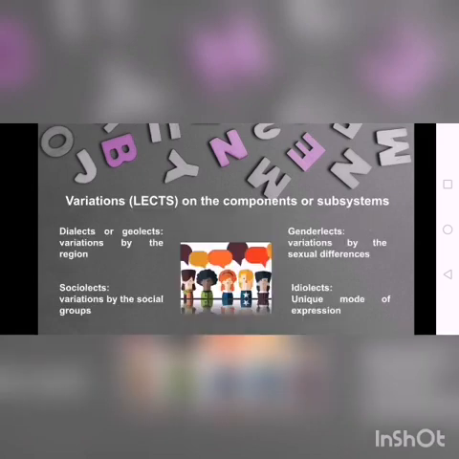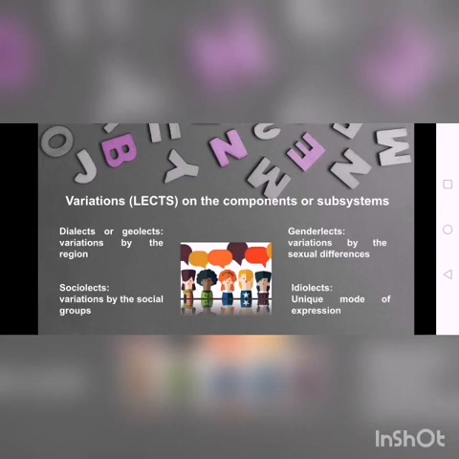Then we have the second subtopic, which is the lect. We have different words like dialects, geolects, social lect, gender lect, or idiolect. But lect means variations or changes in the subsystems or components. So, according to that, dialects or geolects are the variations according to the region.